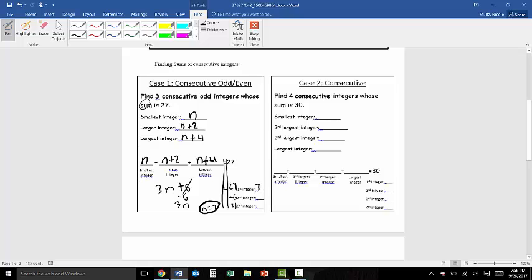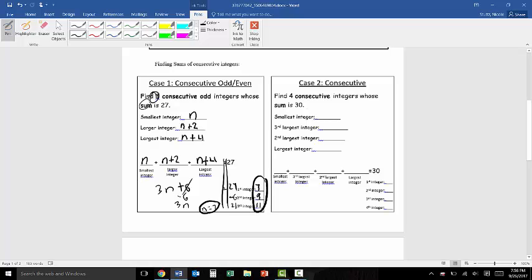But your task was to find 3 numbers. So your middle number is going to be the next odd number after 7, which is 9. And the next odd number is going to be 2 more than that, which is 11. So those are your 3 integers. So that is the same thing. If it said even, it would be the exact same setup. Okay, so that's it for case 1s.